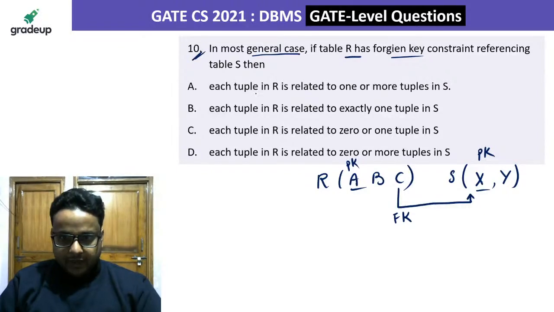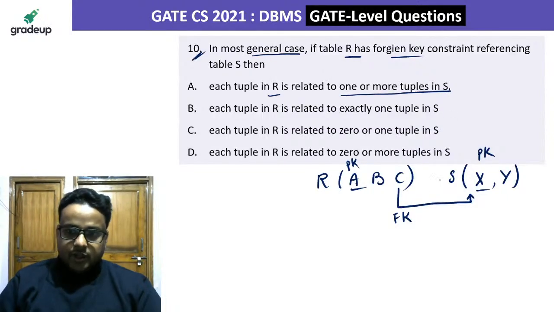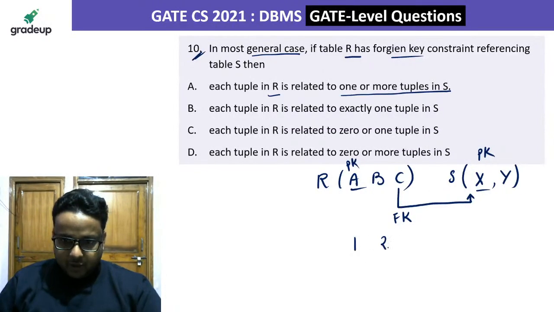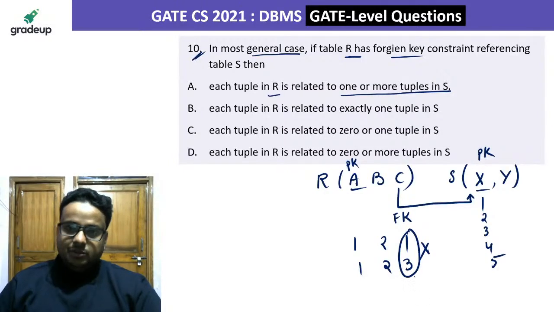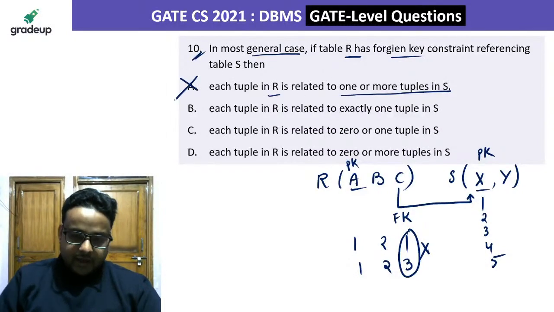So option A, look carefully: each tuple in R is related to one or more tuples in S. No. For example, 1 2 in R, and in S we have 1 2 3 4 5. So 1 2 1 we can have, yes. 1 2 3 we cannot have, because these two values are not possible, since we have only one value related. So A is not the correct answer.